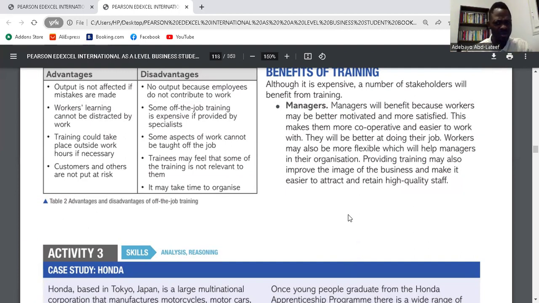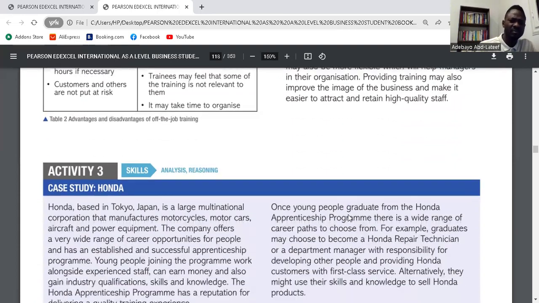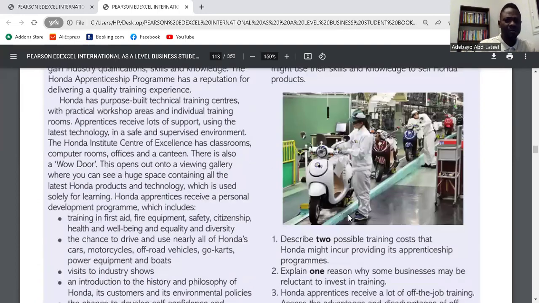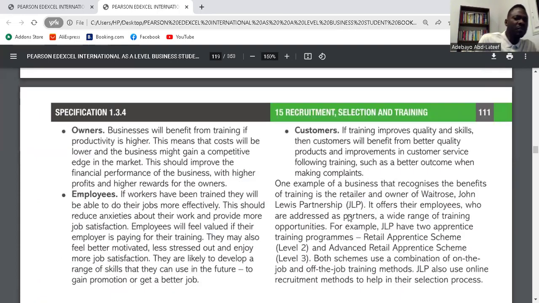That is the point they're making there. That's for managers. Owners of the businesses will benefit from training if productivity is higher. Because your workers have been trained, they will increase their productivity. Their profitability will increase. This is beneficial to owners of the business.